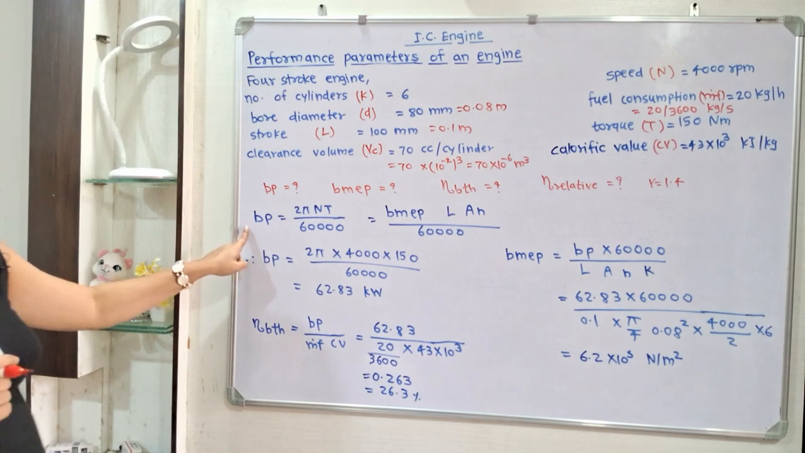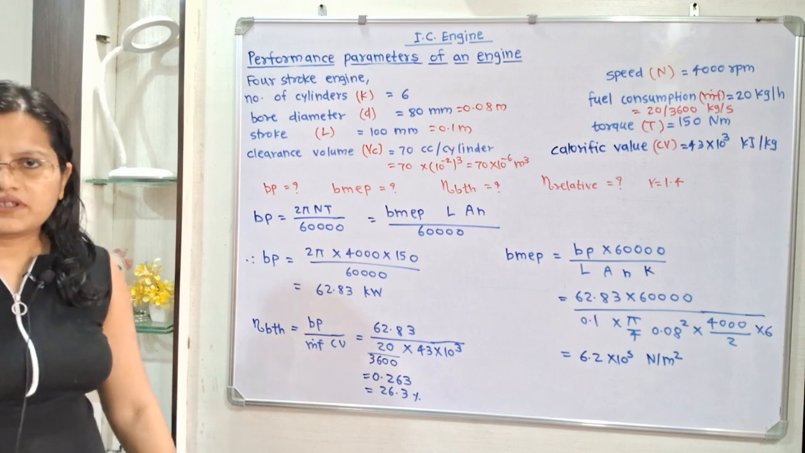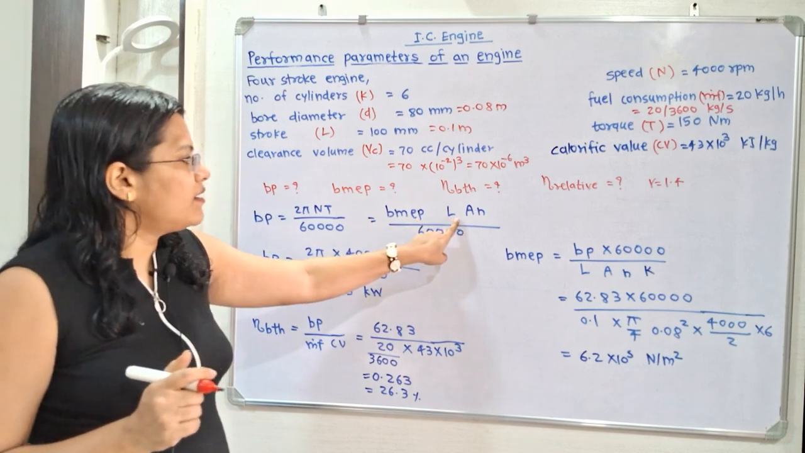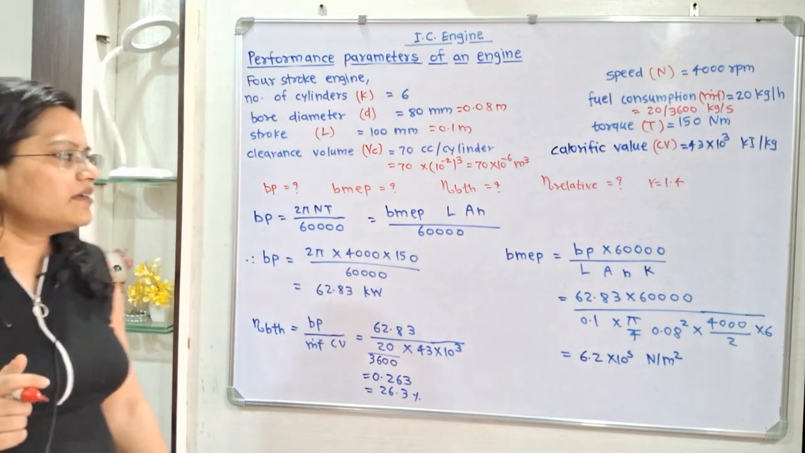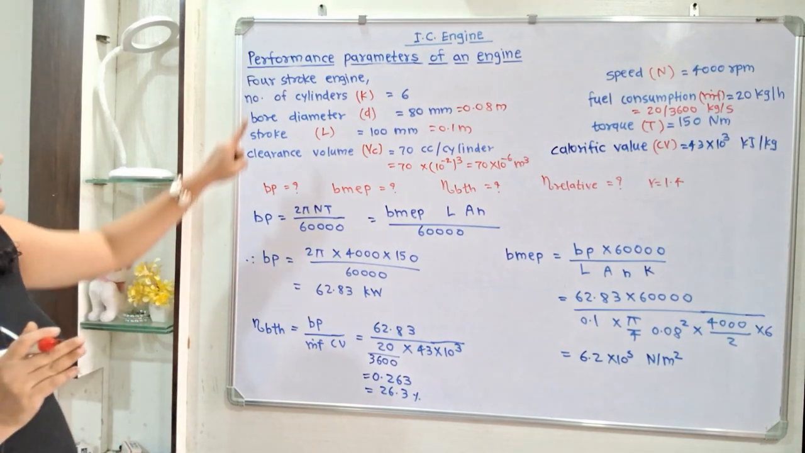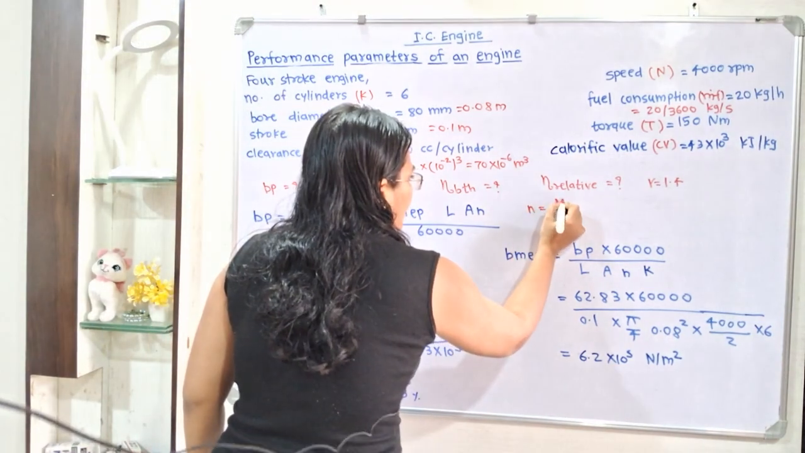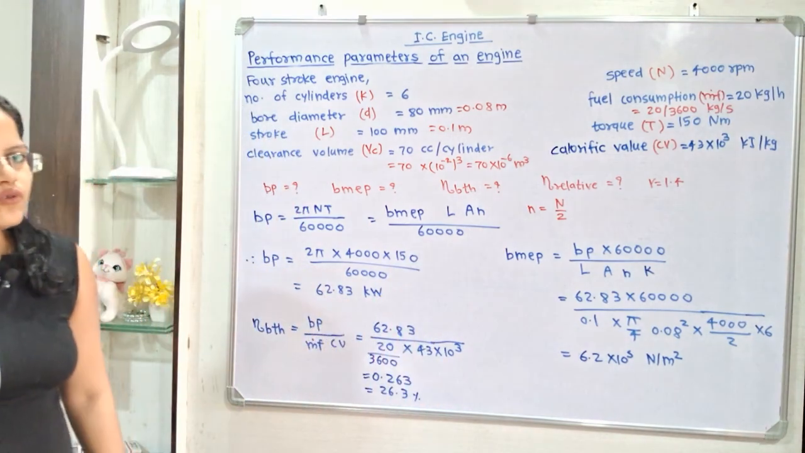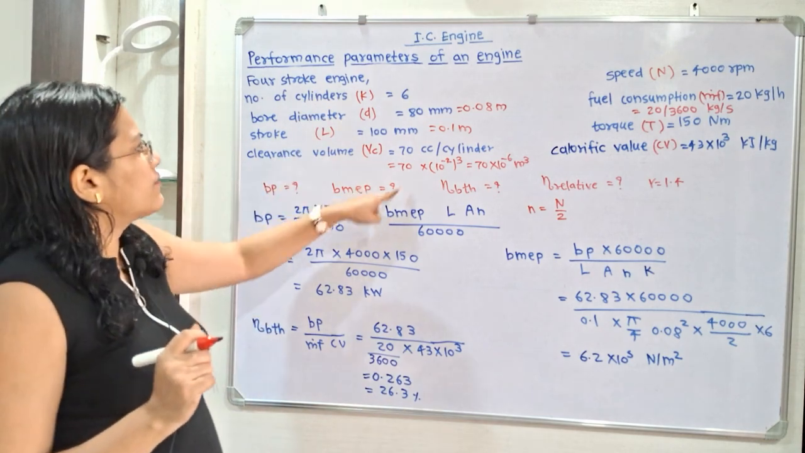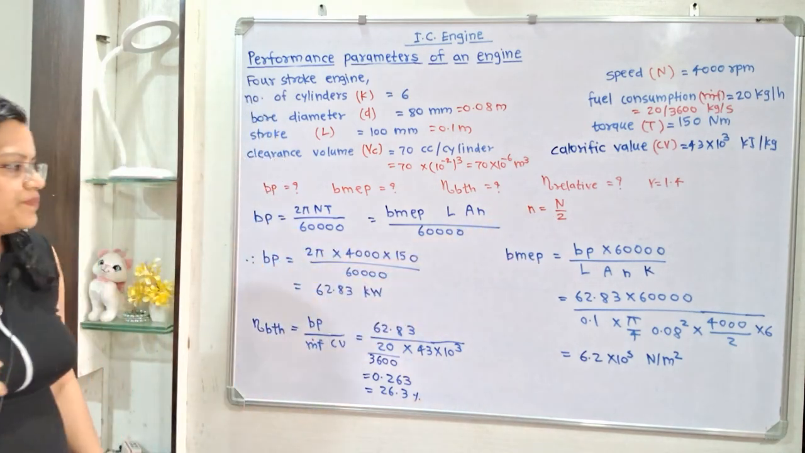Now, we have the formula: brake power is equal to 2 pi capital N T by 60,000, and the second formula is brake mean effective pressure multiplied by L multiplied by A multiplied by small n by 60,000. What is the value of small n? Whenever a 4-stroke engine is given, small n is equal to capital N by 2, and for a 2-stroke engine, small n is equal to capital N. So for this question, we will consider small n equal to capital N by 2.